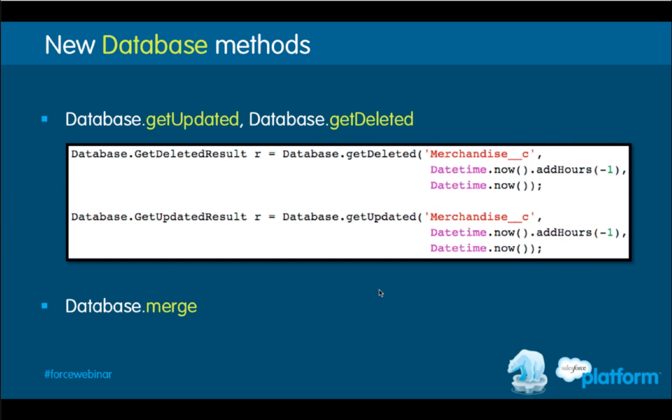Some new database methods, getUpdated and getDeleted. This kind of brings Apex up to parity with the SOAP API. SOAP API has had these methods for a while.